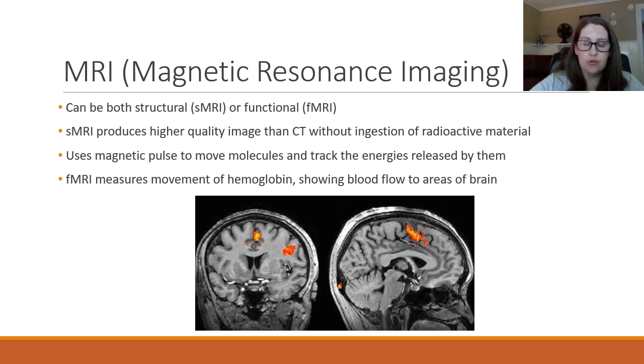Now, the fMRI uses that same MRI technology, but instead of measuring all molecules, it measures specifically hemoglobin. And the book talks about the BOLD signal. The BOLD signal is a measure of how much hemoglobin is going to certain areas of the brain, again measuring, technically, the activity of certain areas of the brain. And you can map that right over that structural MRI, which makes this a very useful technique.